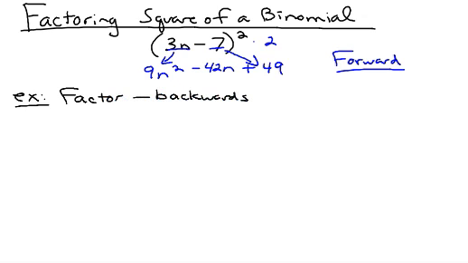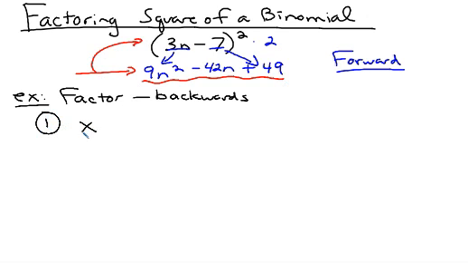Since we're going backwards, you're going to be given something like this trinomial, and we're going to take it back to this form. We're just going backwards. So I'll start with the real easy one. Let's say that we had x squared minus 12x plus 36. So what we want to do is go back to a binomial squared.